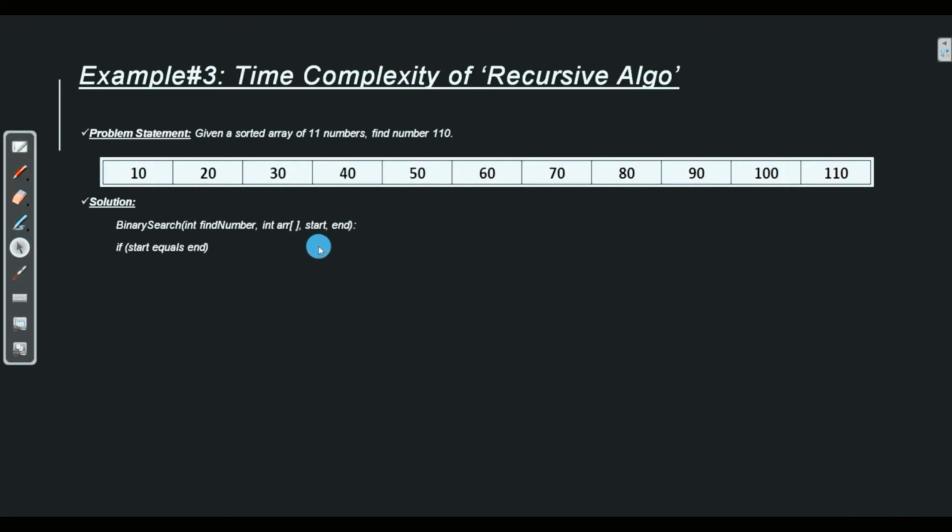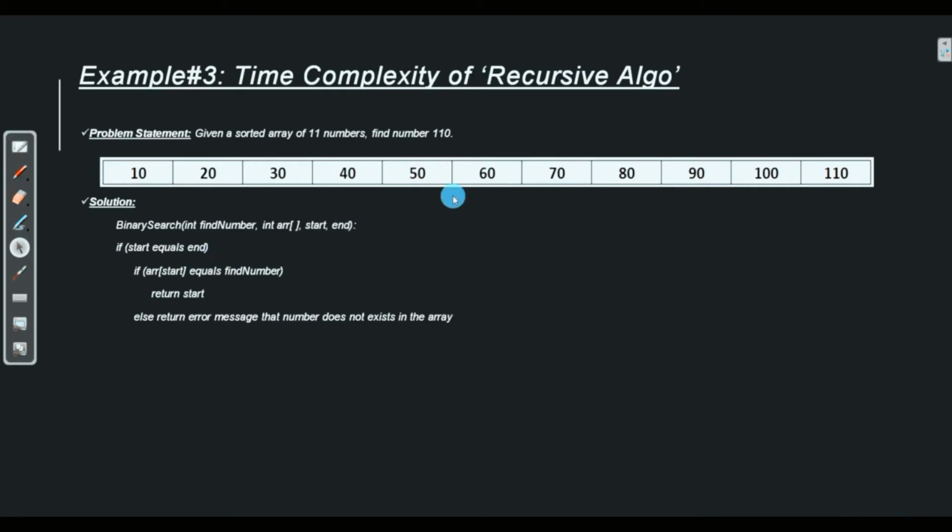Then we are checking if start equals end. In that case, again we are checking if the value in the start cell equals the number that we are looking for. Then we simply return the cell. Else we return an error message that the number does not exist in this array. Now when will this condition come? This condition will come when start equals end. That is, we have only one cell in the array.